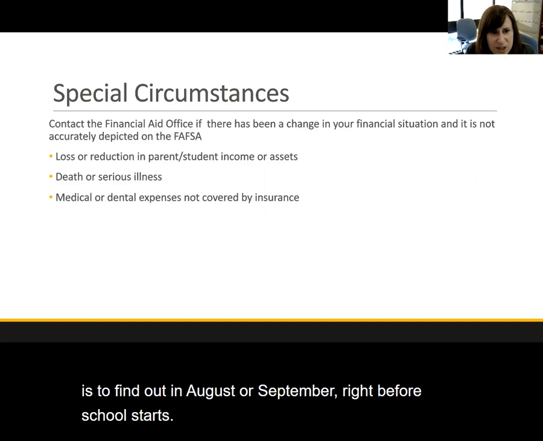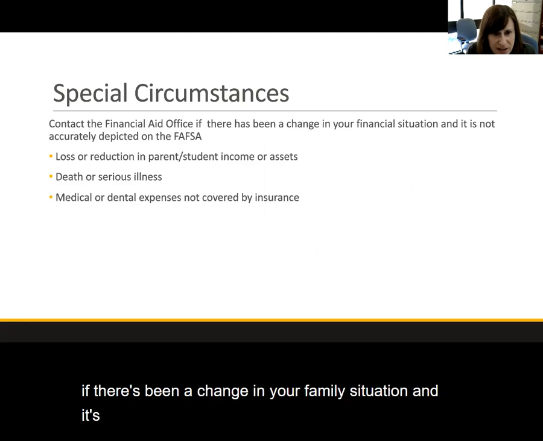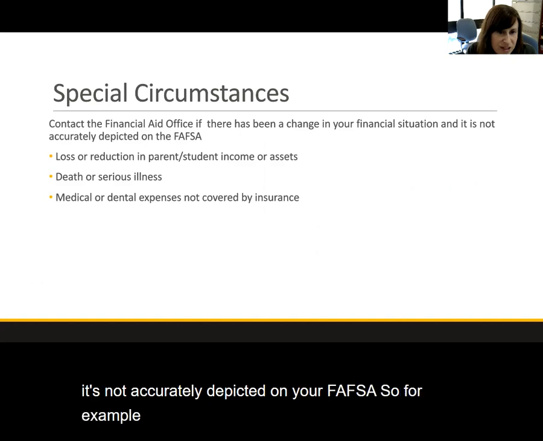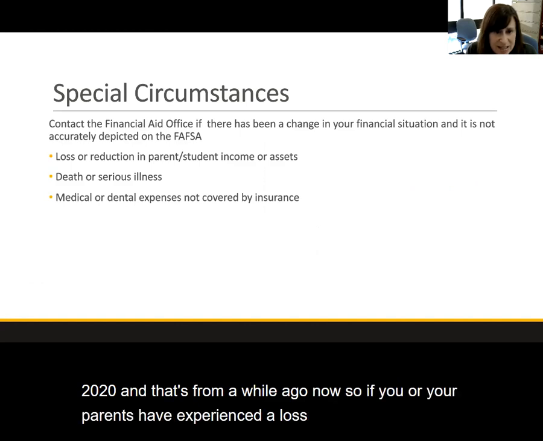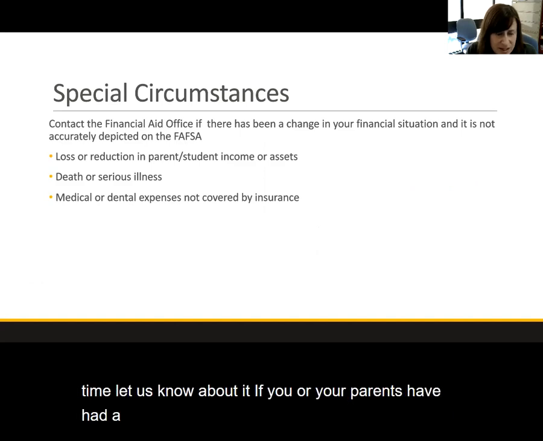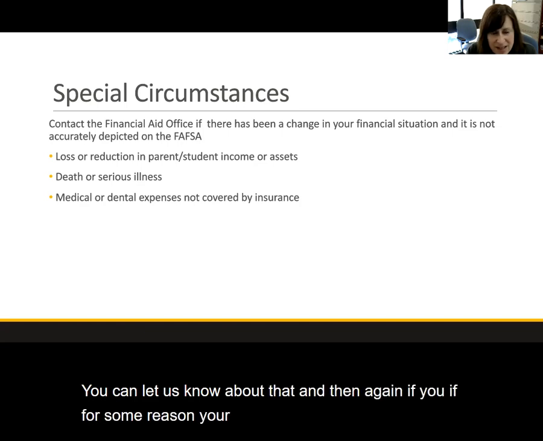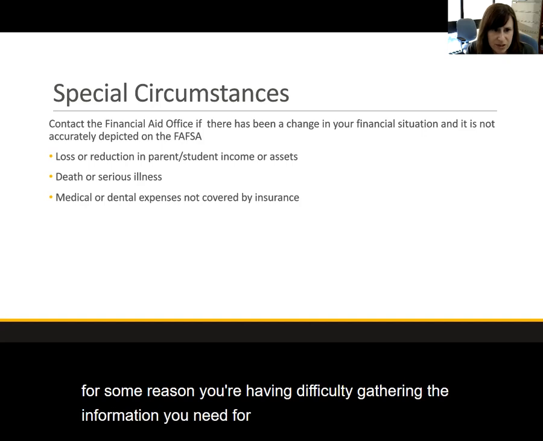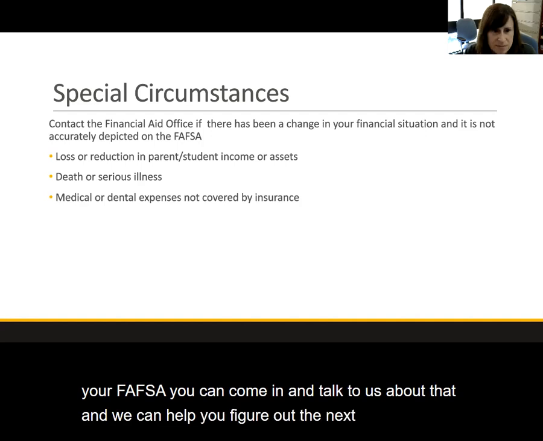Now, we want to let you know that you can contact us if there's been a change in your family situation and it's not accurately depicted on your FAFSA. For example, the income information on the FAFSA is from 2020, and that's from a while ago now. So if you or your parents have experienced a loss in income since that time, let us know about it. If you or your parents have had a death or a serious illness in the family, or unexpected medical bills, you can let us know about that. And again, if for some reason you're having difficulty gathering the information you need from your parents to complete your FAFSA, you can come in and talk to us about that, and we can help you figure out the next steps.